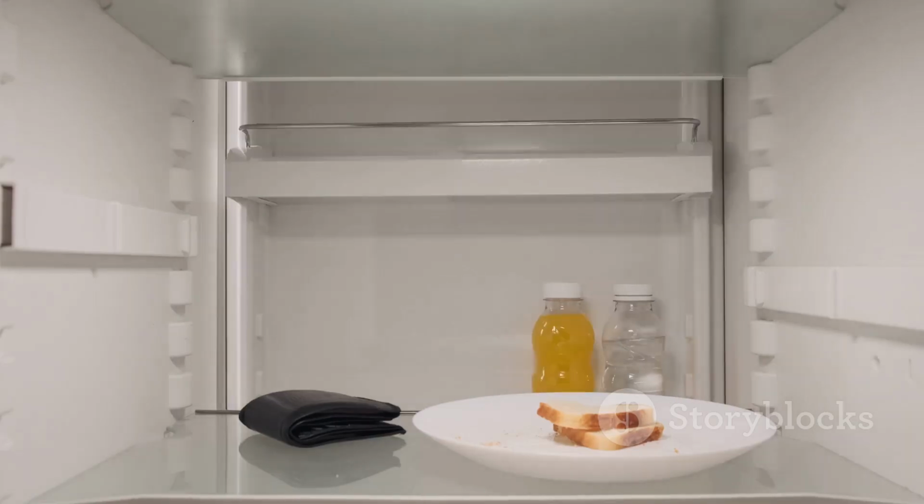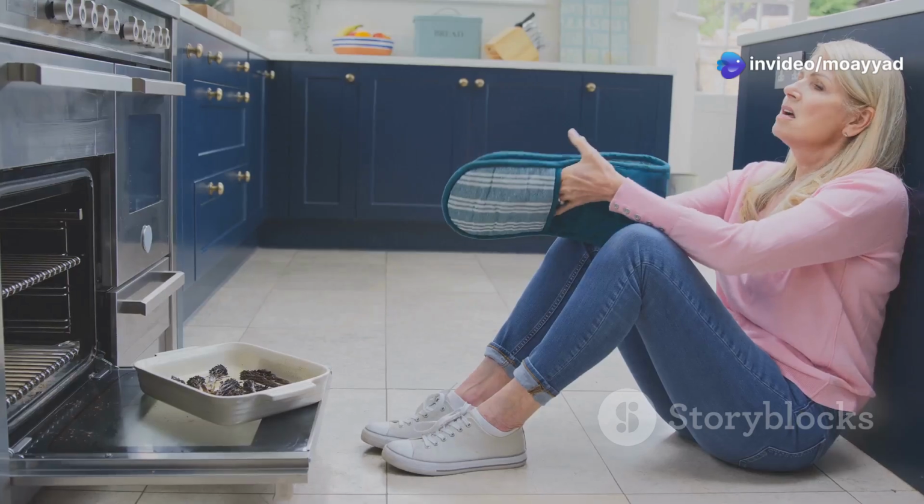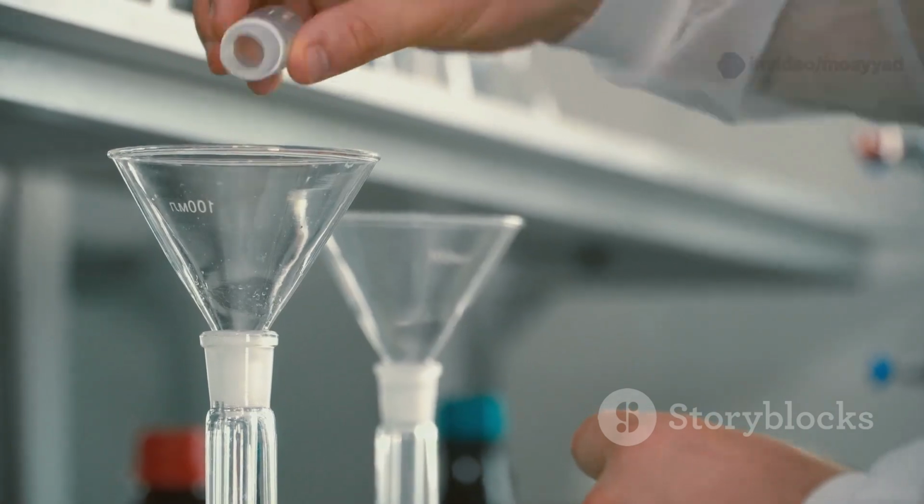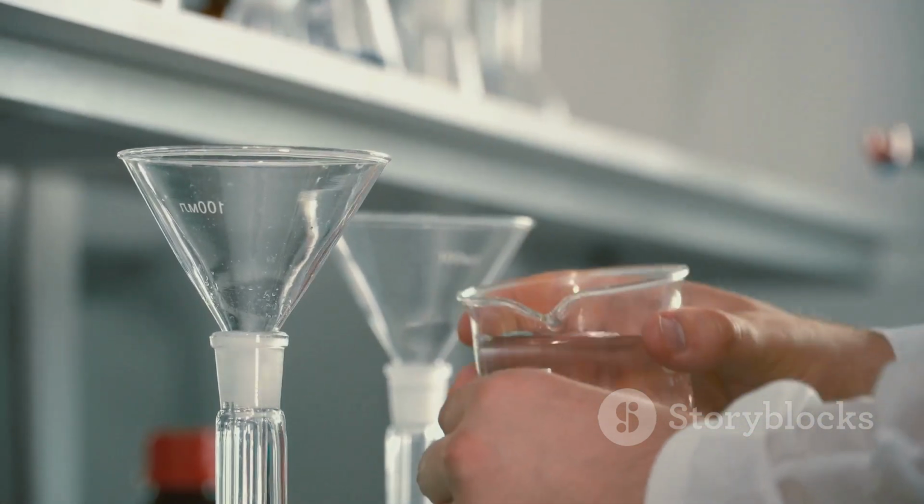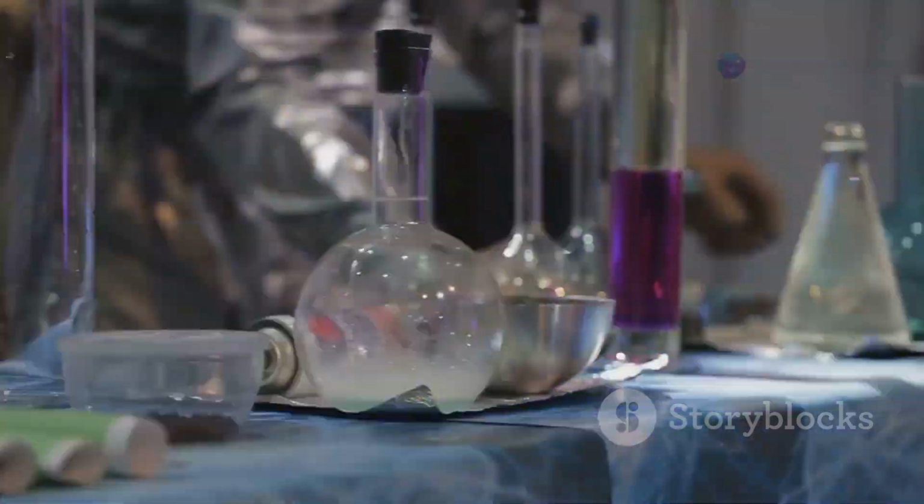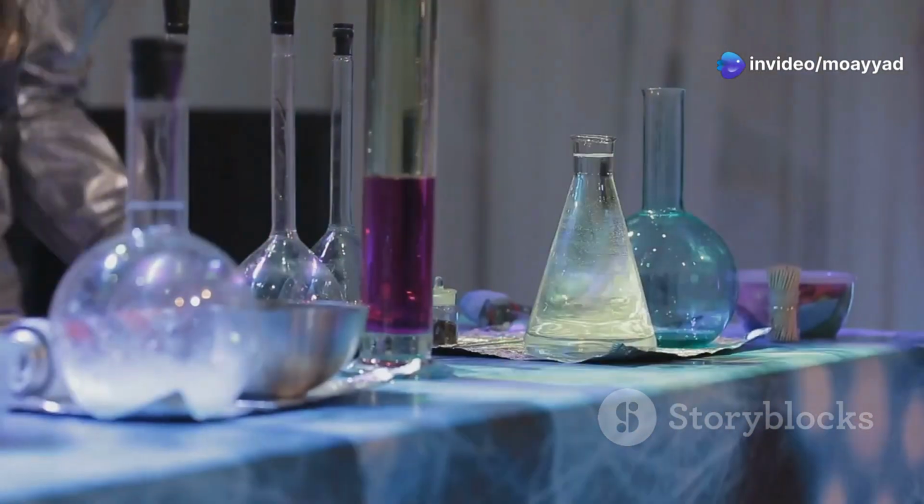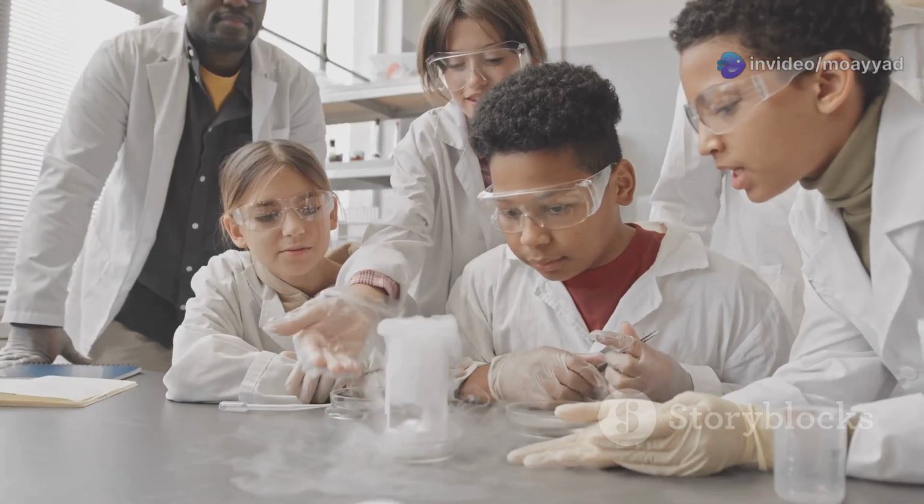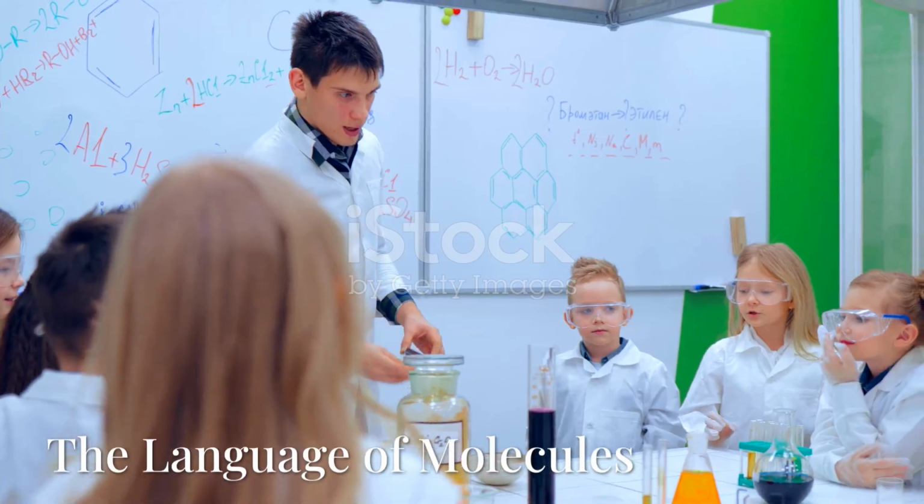Imagine trying to bake a cake without knowing how much flour, sugar, or eggs to use. It would be a disaster, right? Similarly, in chemistry, we need to know the exact amounts of reactants to get the desired products. Stoichiometry is crucial in various fields. Chemists use it to develop new materials, synthesize medicines, and analyze the composition of substances. Get ready to unlock the secrets of chemical reactions.